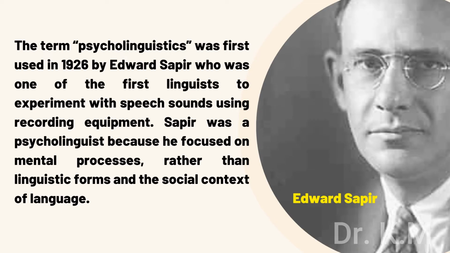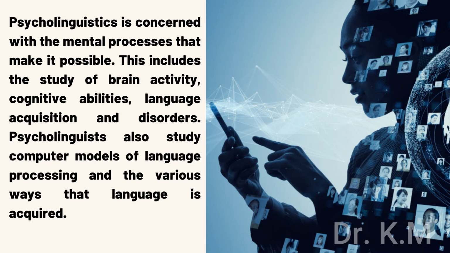The term psycholinguistics was first used in 1926 by Edward Sapir, who was one of the first linguists to experiment with speech sounds using recording equipment. Sapir was a psycholinguist because he focused on mental processes, rather than linguistic forms and the social context of language.